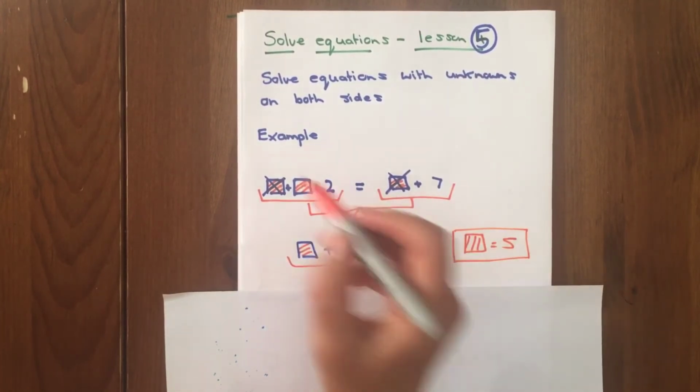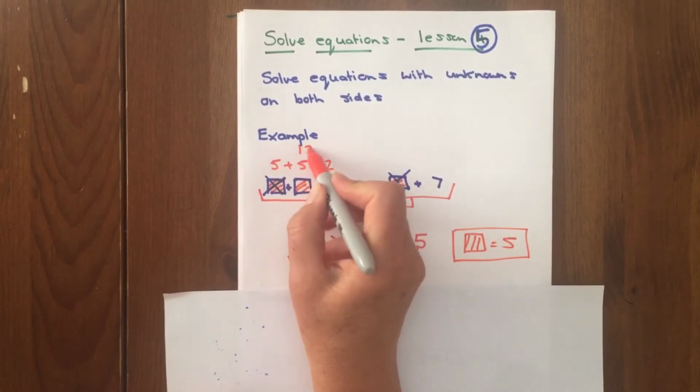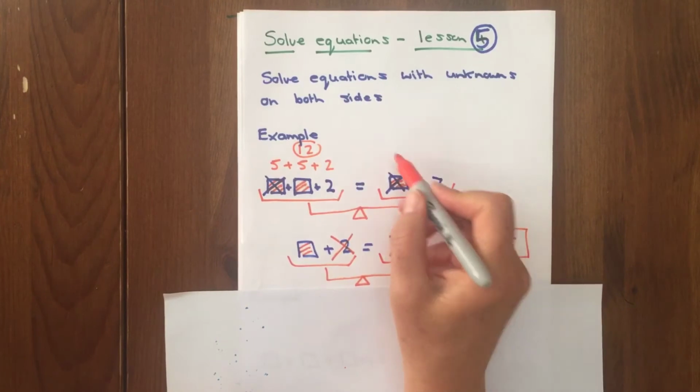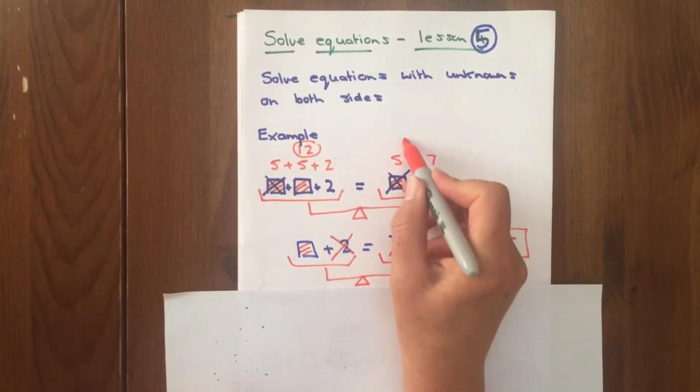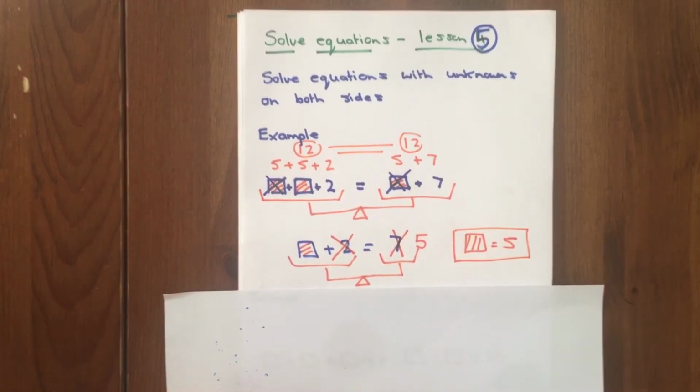So let's just check that. 5 add 5 add 2 is 12. Box 5 add 7 is 12. So these two are equal to each other. I've got 12, imagine 12 kilograms on both sides of my scales.